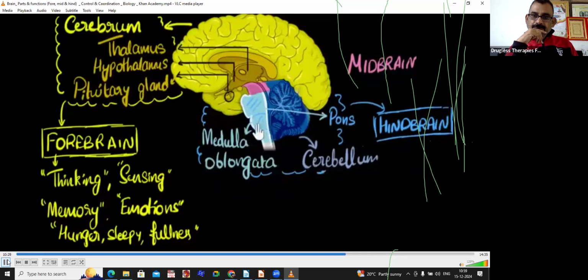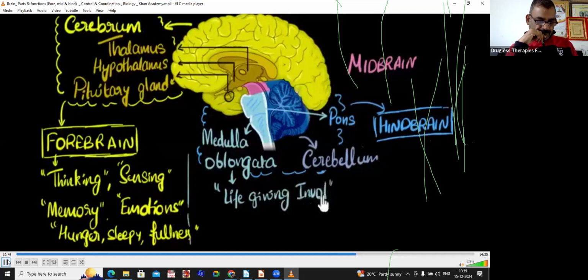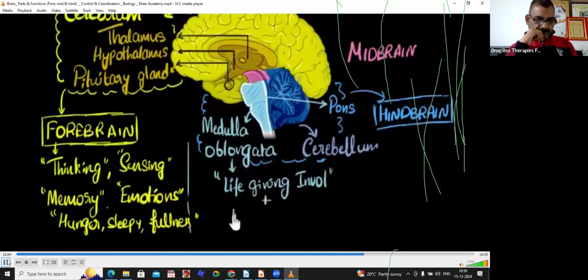So what does the medulla oblongata do? Well, it controls most of the life-giving involuntary processes. Involuntary processes. That means these are the most essential for life, like your heart beating, your breathing, digestion. All of those essential things are taken care of by your medulla oblongata. Along with that, it also controls some of your reflexes.